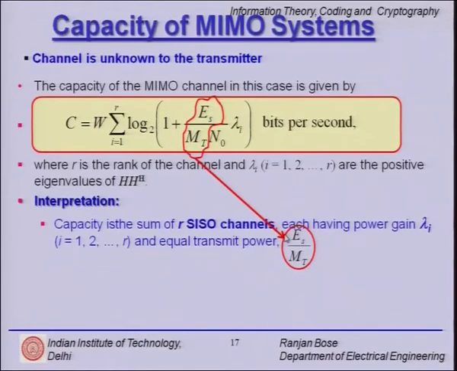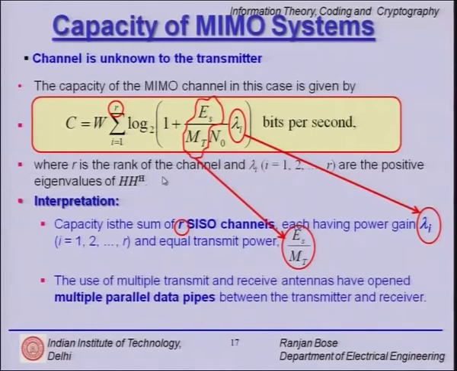Es over MT is the transmit power, right. Lambda i is the power gain, all right, and r are my identical SISO channels. And what is this r? It is the rank of the channel. So, the way to interpret it is that this MIMO channel is effectively multiple parallel data pipes which are each SISO. How many? r in number.